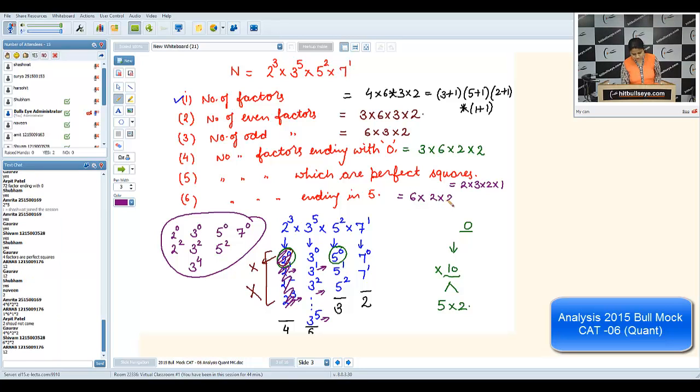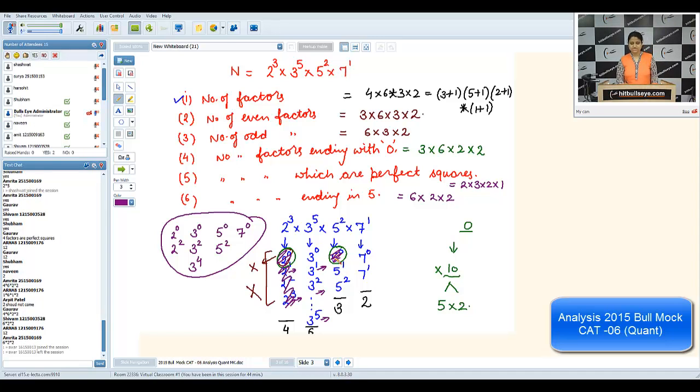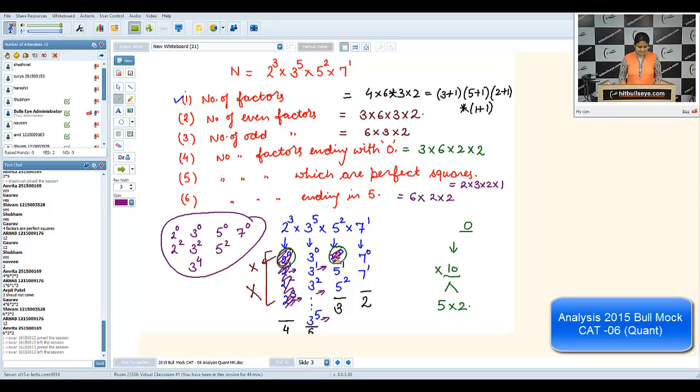6 into 2 into 2. Shivam, absolutely this is the answer. Why? 5 raised to power 0 is not allowed, of course. Any number which is ending in 5, of course, should be a multiple of 5. That's why we have to take at least one 5 in that. We will not take any 2 because if we multiply any 5 with any 2, it will end in a 0. It will result in 10. That's why this is the answer.